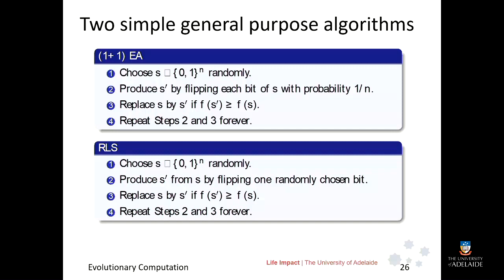Okay? So randomized local search, the difference here is just that you produce your new solution by flipping exactly one randomly chosen bit. So this one can easily get stuck in local optima, okay?